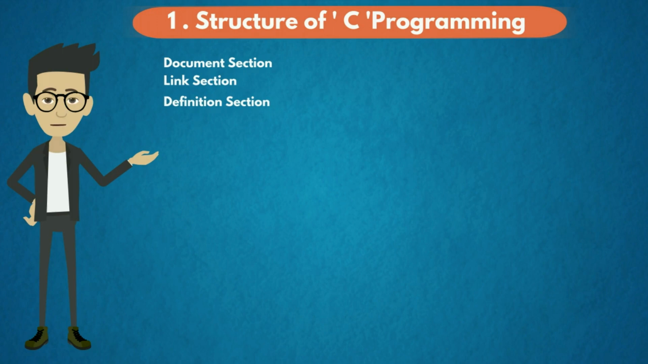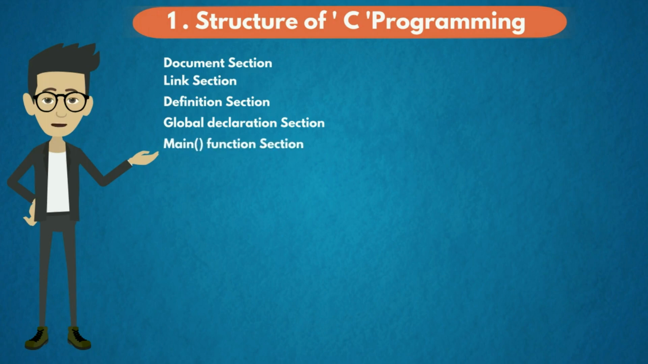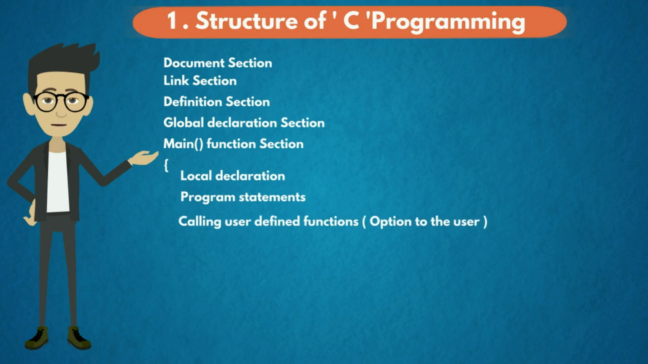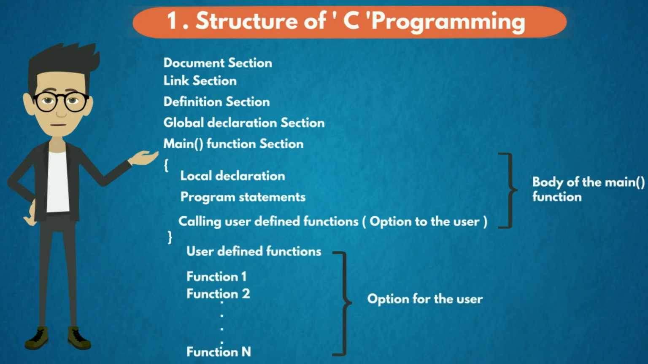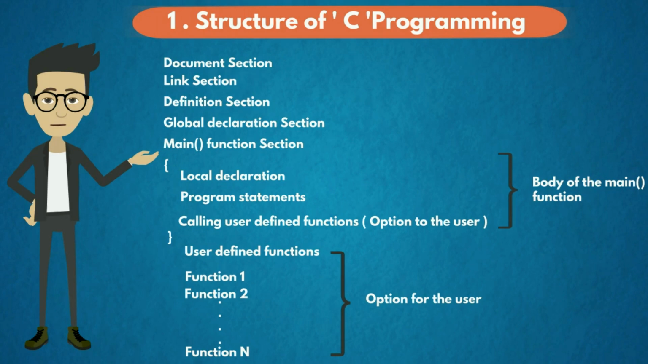And the fourth one, global declaration section, which includes global variables that are initialized per the system when you define them. And the fifth one, main function section, where the compiler starts executing the C program. It includes local declaration of the variables, program statements, and calling user-defined functions, which is optional to the user. These are known as the body of the main function. And the sixth one, user-defined function. It includes options for the user to define n number of functions.